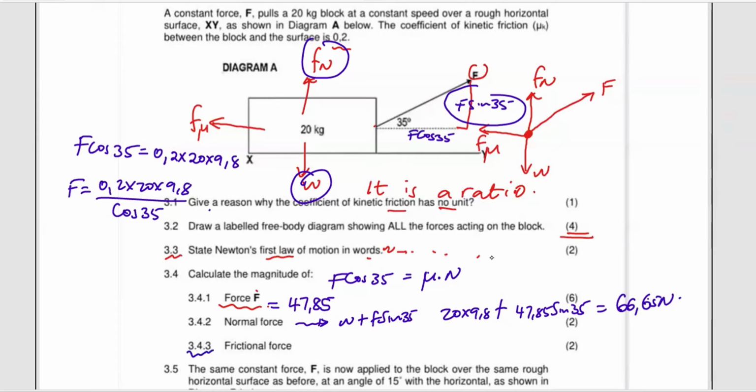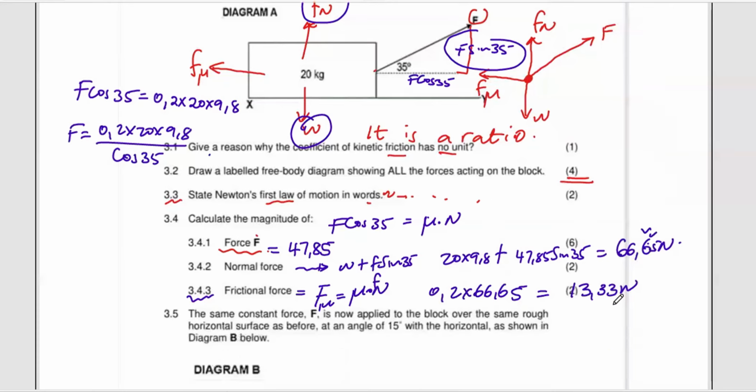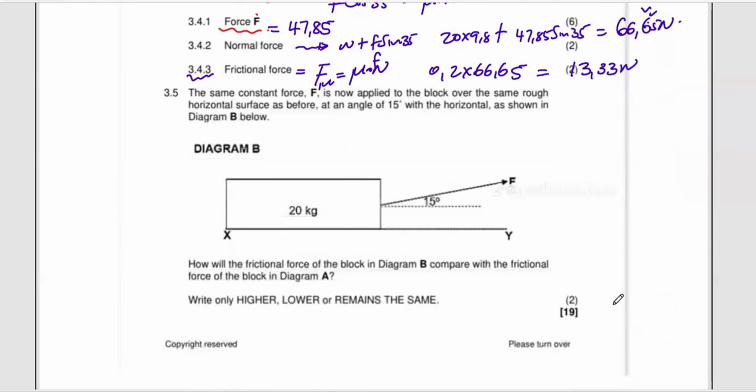Then 3.4.3, they want us to get the frictional force. So the frictional force is also going to change drastically because of the change within the normal force. So meaning that our frictional force is going to be mu multiplied by the normal force. I'll say Fn. So 0,2 multiplied by the 66,65, this becomes a 13,33 newtons.